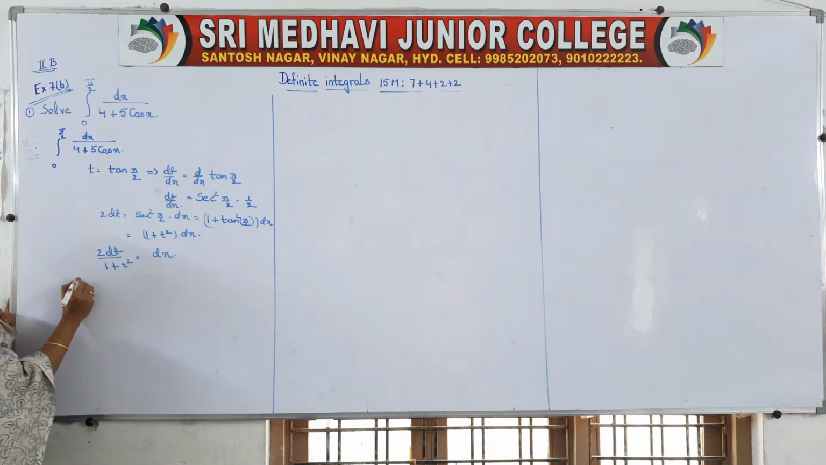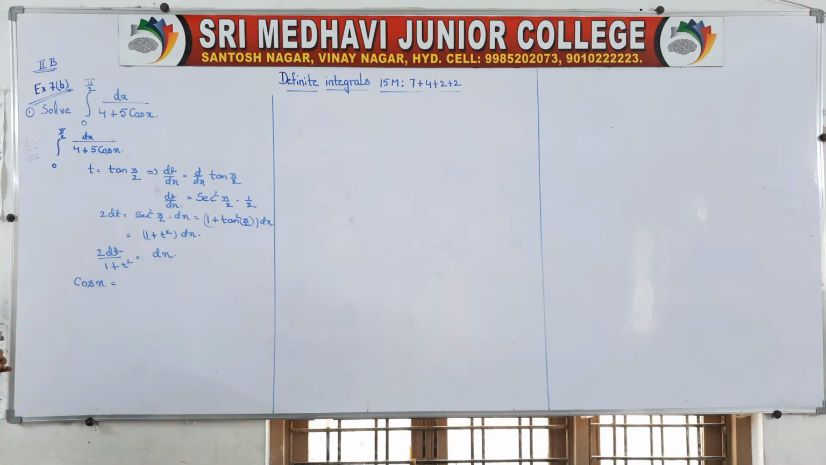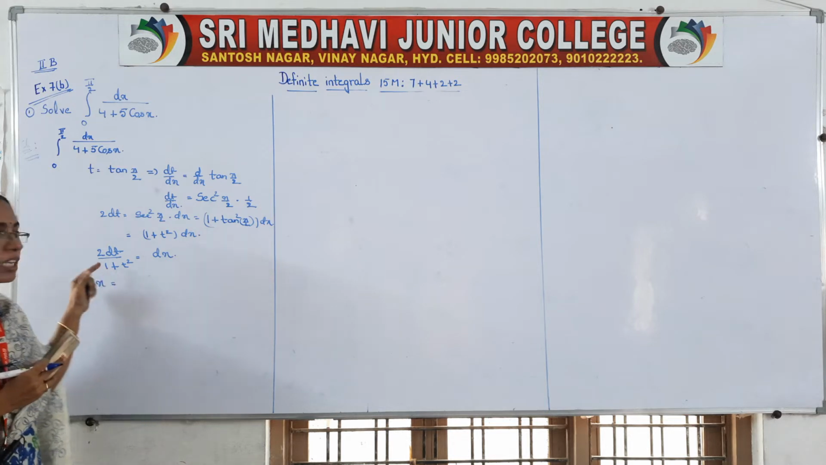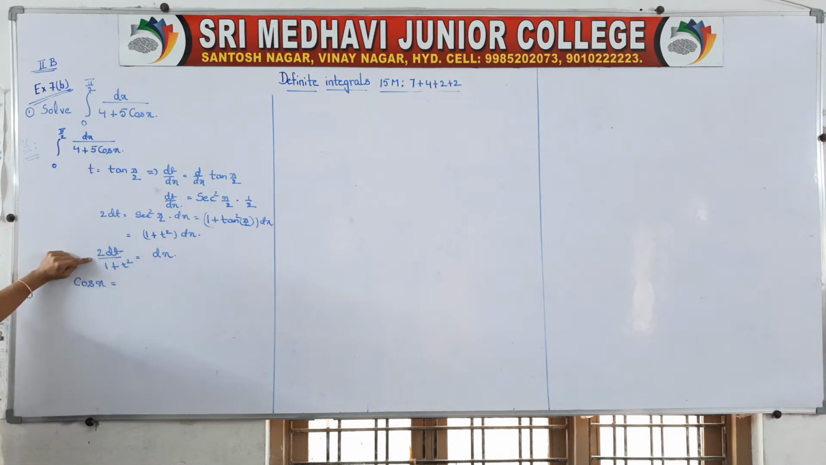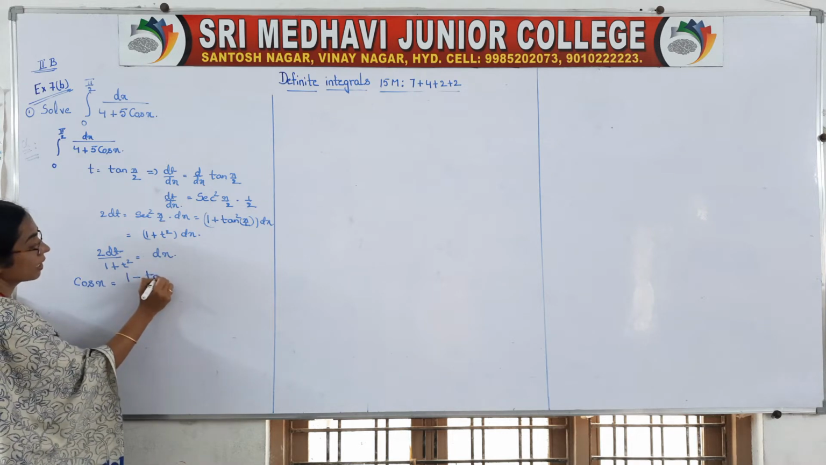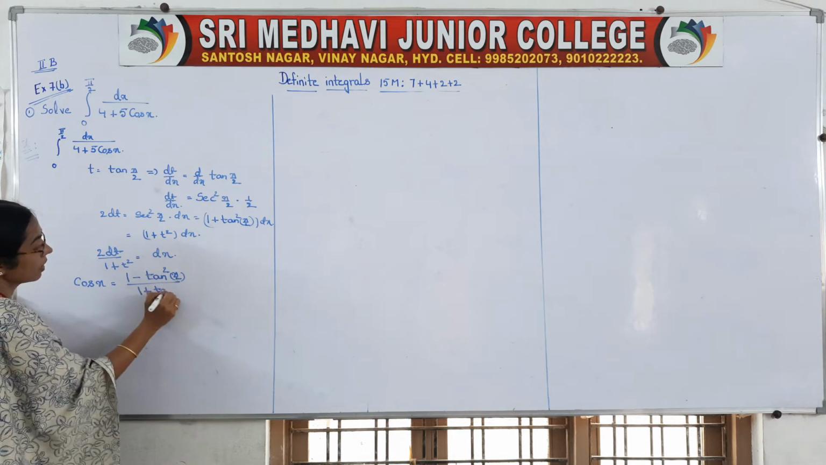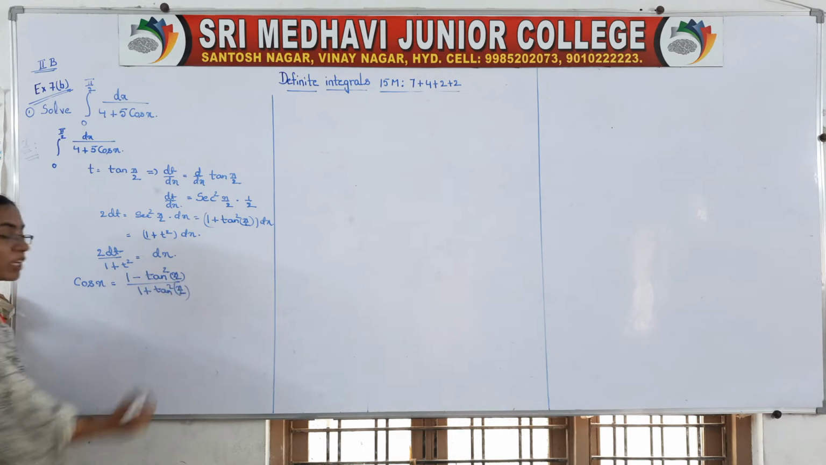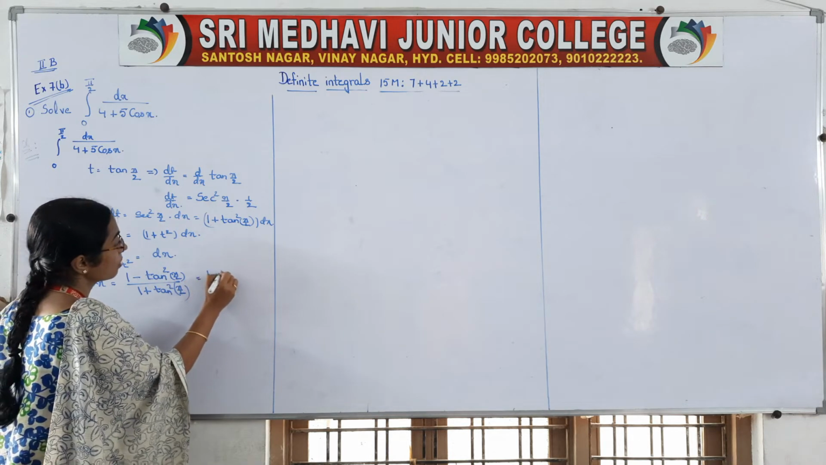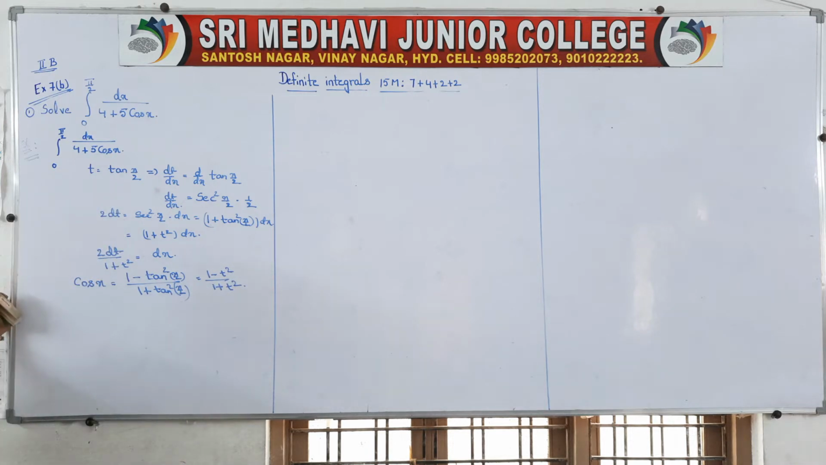Now write cos x also in terms of t. Slowly we are converting the problem in terms of t. Instead of dx we got this, and instead of cos x we also have to write in terms of t. There is a formula in trigonometry: 1 minus tan square x by 2 by 1 plus tan square x by 2, which is equal to 1 minus t square by 1 plus t square. Now your entire problem will be in terms of t.